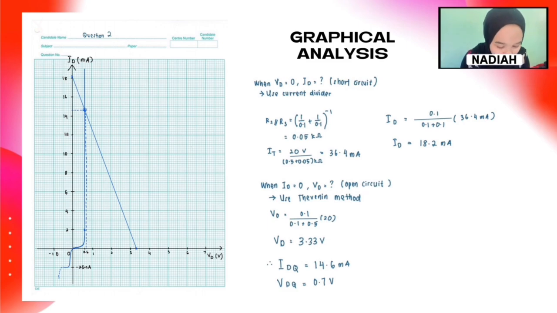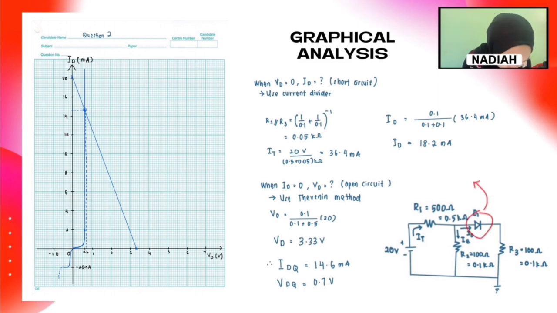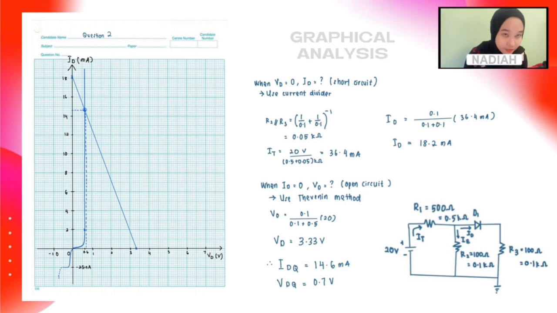Then to find the value of IDQ and VDQ, when VD is equal to 0, this part will act as a normal wire because it will become a short circuit. So we use the current divider to find the value of ID. Firstly, we parallel R2 with R3, then we get the value of 0.05 kilo ohm. Then IT is equal to 36.4 milliampere and we get ID equal to 18.2 milliampere using the current divider.